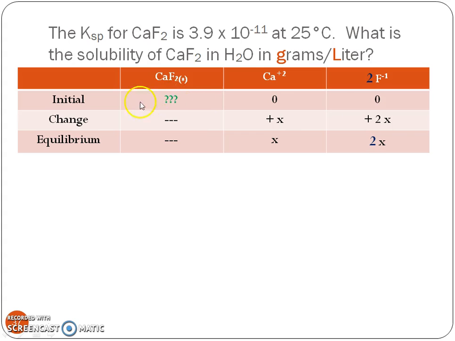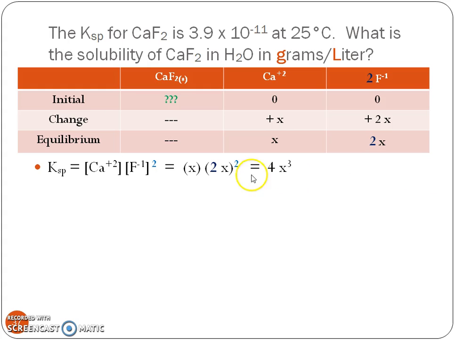Hopefully this makes sense. This is what we're trying to find, how much initial calcium fluoride we have. Our change is X, but here our change is 2X. So this is our setup. It's a little different. So KSP equals our 2 ions with the fluoride being squared. So X times (2X) squared. All of this equals 4X cubed. Hopefully that makes sense. That's a little bit of algebra.